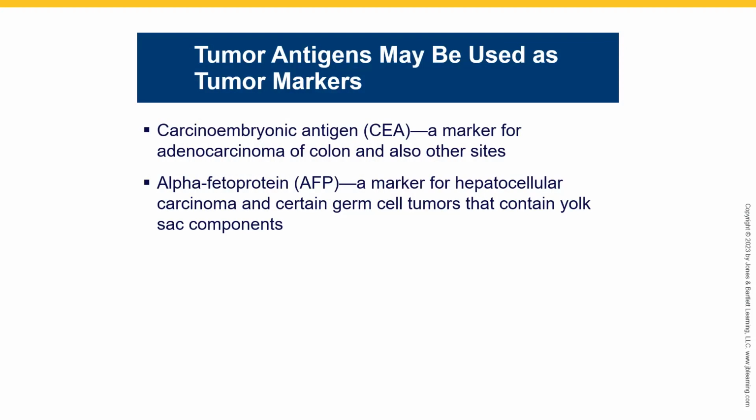So carcinoembryonic antigen is a marker for adenocarcinoma of the colon and also other sites. Alpha-fetoprotein is a marker for hepatocellular carcinoma. Hepat is referring to the liver. So hepatocellular is liver cell carcinoma, cancer of the liver cells, and also germ cell tumors that contain yolk sac components.